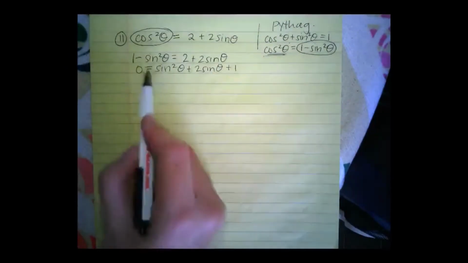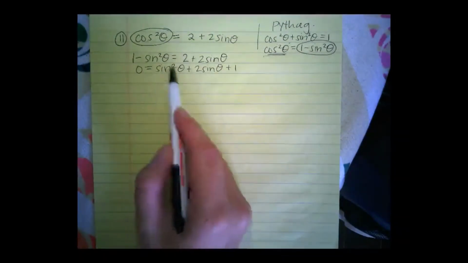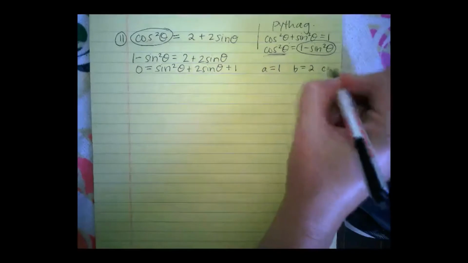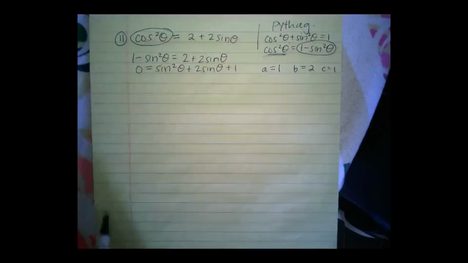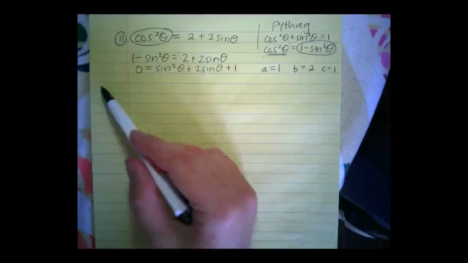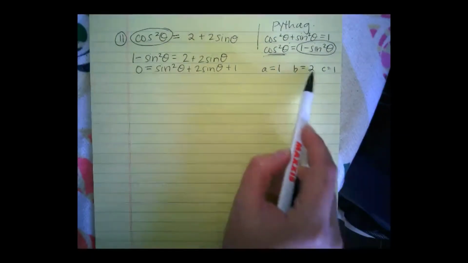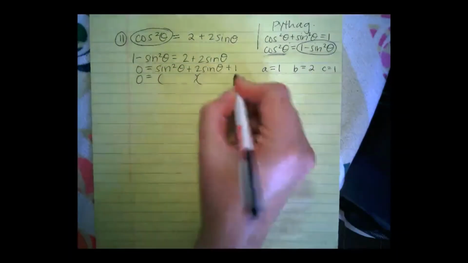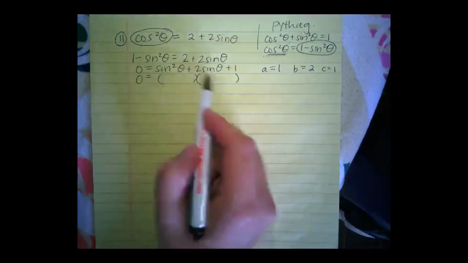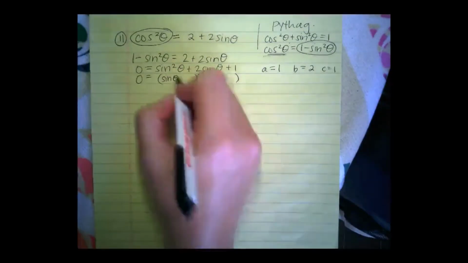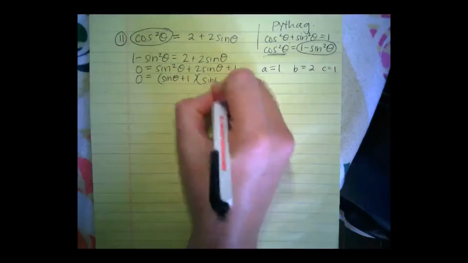We had something that was a little more difficult, but we used the Pythagorean identity. We have sine squared plus 2 sine plus 1. So A is equal to 1, B is equal to 2, and C is equal to 1. When we factor this, we're looking for two magic numbers that multiply to give us 1 and add to give us 2. Well, that's pretty easy. It's 1 and 1. I'm not using x like I would if it was a quadratic; I'm using sine of theta. That's our variable. So sine of theta plus 1 times sine of theta plus 1.